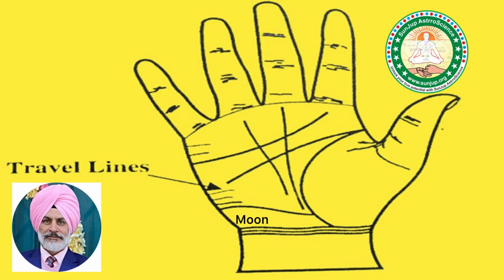The horizontal lines on the mount of moon are generally called travel lines. If these lines are clear and long, it indicates that the native will have a fruitful and gainful journey. The purpose of travel will be fulfilled. The native may be traveling as a tourist or on a business tour. The journey will be successful.